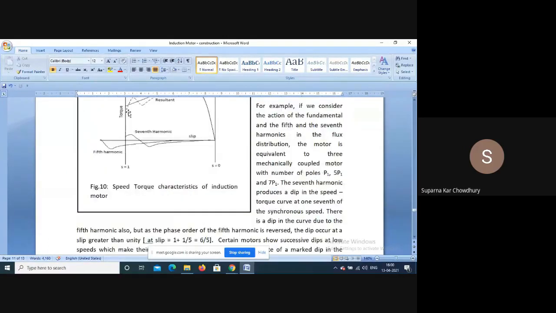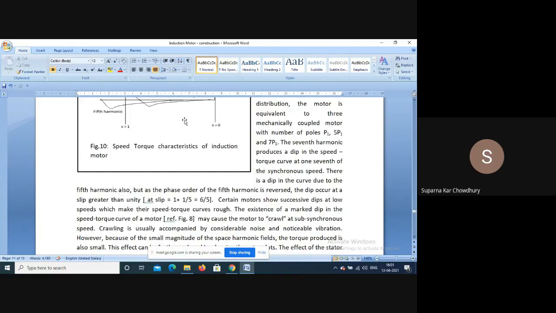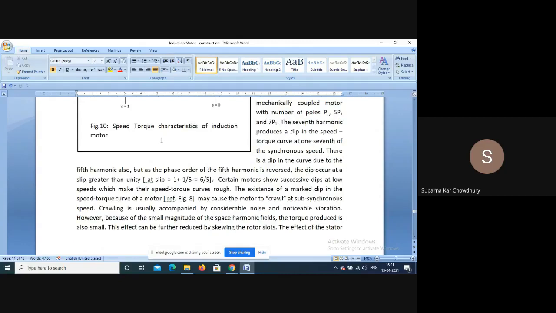That is, if this is the characteristic and your load characteristic is like this, say constant torque, then in normal condition the motor should operate here, but here there is a cutting at this point, and this slope is also a stable slope. So the motor will try to operate at this point. It is called crawling. Crawling is usually accompanied by considerable noise and noticeable vibration.